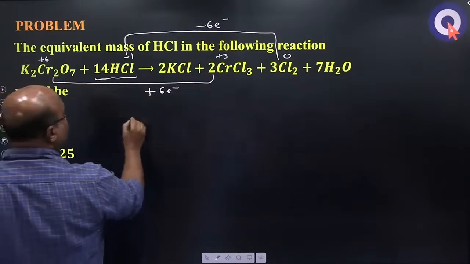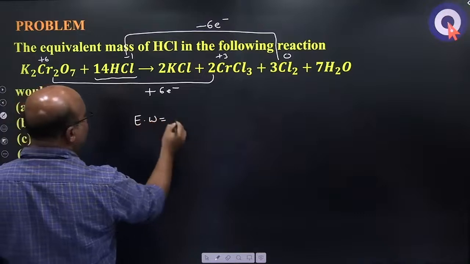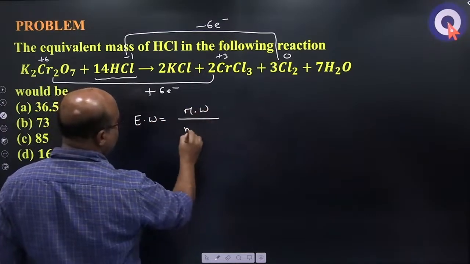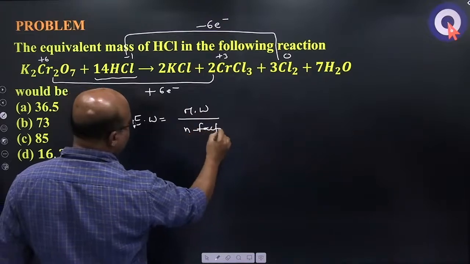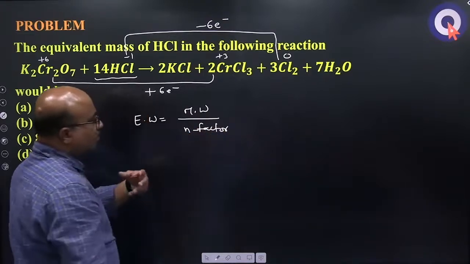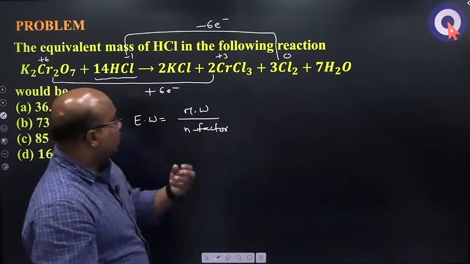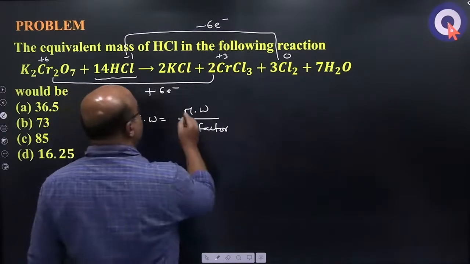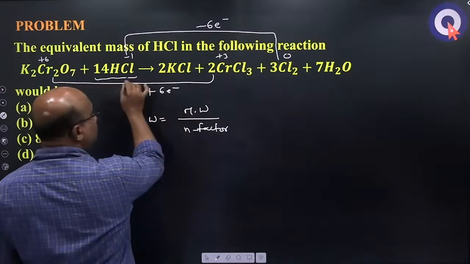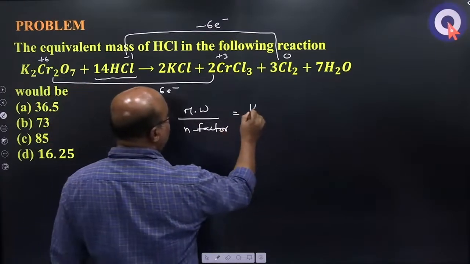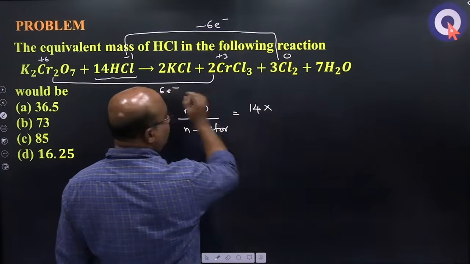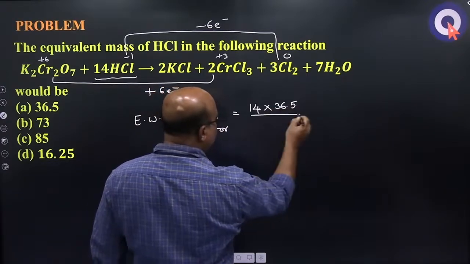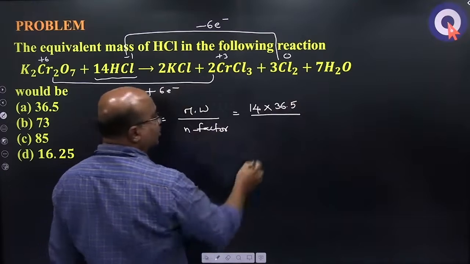So what is the equivalent weight? Equivalent weight we generally use as molecular weight by n factor. So what is the n factor for this process? That is the electrons totally involved in oxidation or reduction here. So how many molecules are there? Totally 14. So it is for 14 molecules, that is, the molecular weight of HCl is 36.5, by the total electrons involved in the process, which is 6.